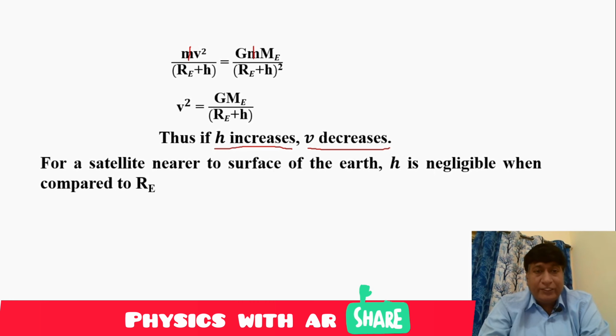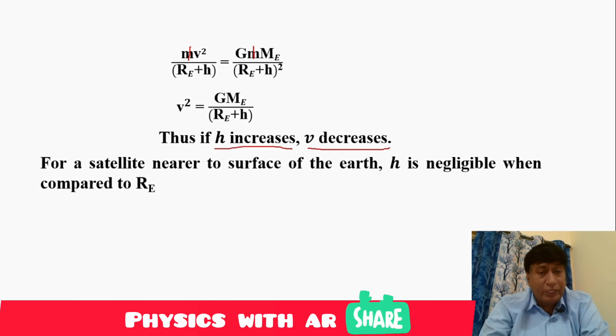For a satellite nearer to the surface of the earth, h is negligible when compared to R_e, because the radius of the earth is around 6400 kilometers. So with this we can write v is equal to root of G M_e by R_e.